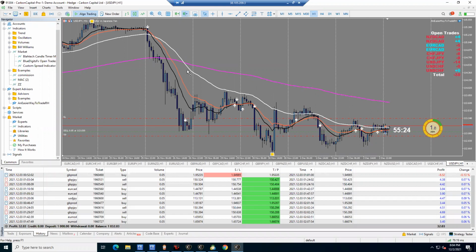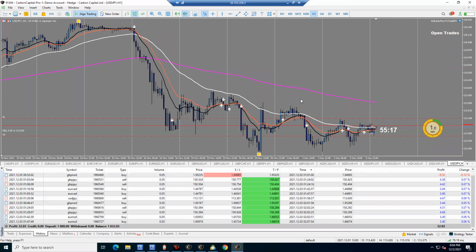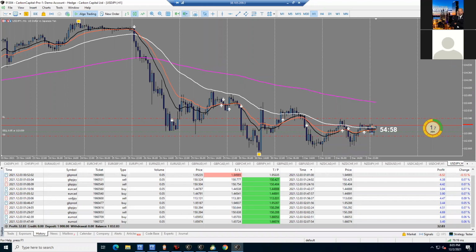Let me start over. All right, y'all. This is our new version that is coming out. Most of you, well, the majority of you, have version 1 right now, which we are killing it with on gold and indices: US 30, NAS 100, SPX 500, US 500. So version 1 is going to be strictly used on indices and gold, because it's really working fine.